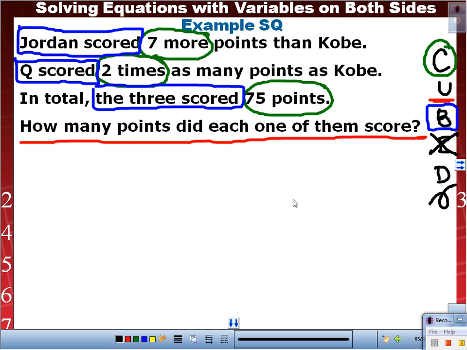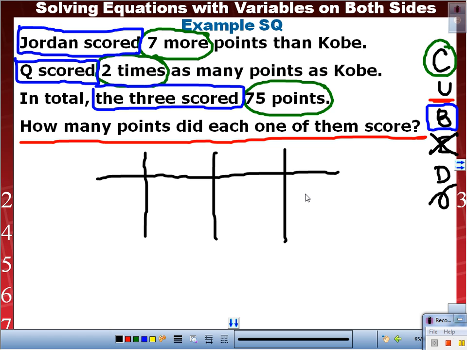Let's do this one. We're going to do this one together. I'm going to draw a table to get this one done. Now, how do I draw a table? Let me show you how. How many people or how many items are they talking about? 3. So right away, we draw 3 lines down. 1, 2, 3, and 1 across. See how easy that was?